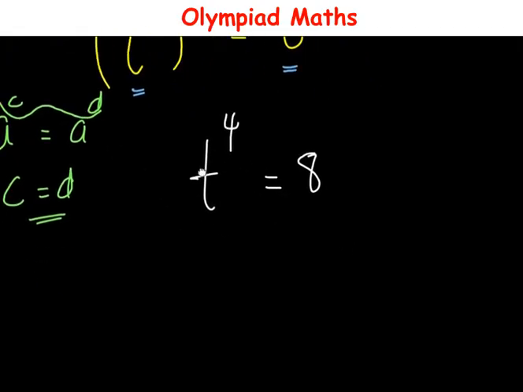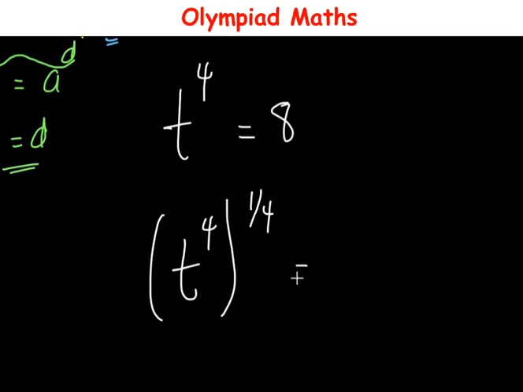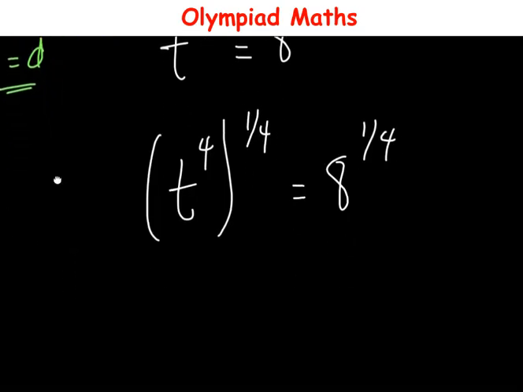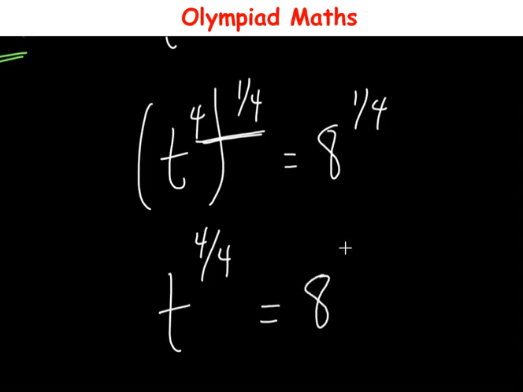So to solve for the value of t, we are going to eliminate the 4 right here. To do so, multiply both sides by the power 1 over 4. So in brackets, t raised to power 4 multiplied by 1 over 4 is equal to 8 raised to power 1 over 4. Here, 4 times 1 over 4 is 4 over 4.